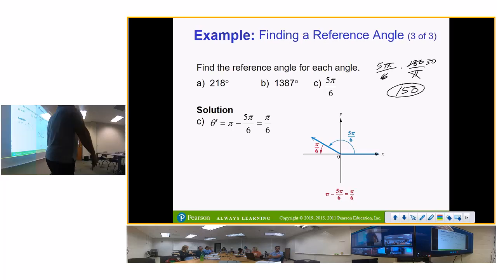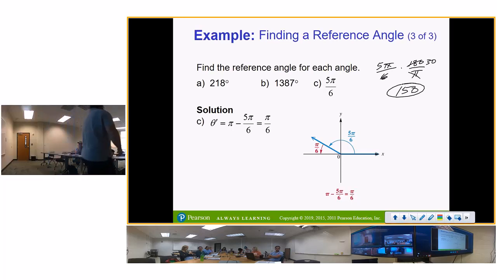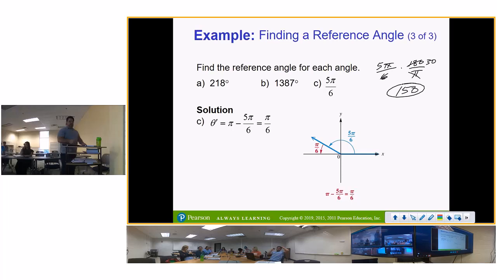So you can just do 150. There's no law that says you have to do everything in terms of pi. But this is the one that's on standardized tests out of the three. The second one is this one. You might see one, but these two are usually on it. I usually give this one as a test question. So make sure you can do that one.